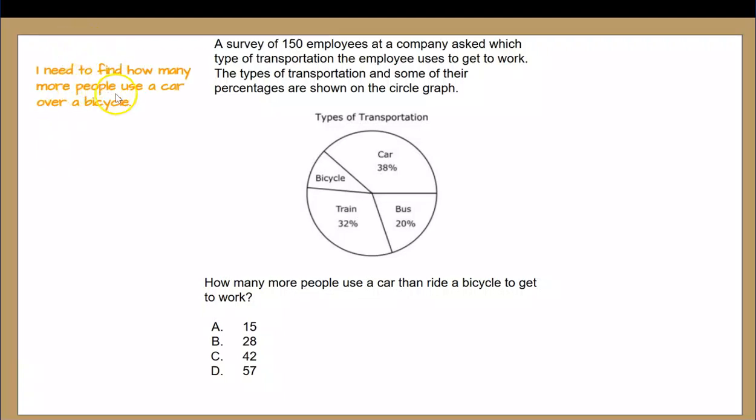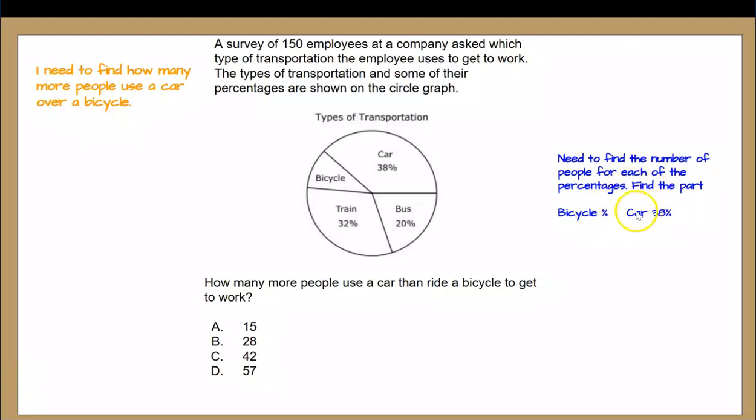So I need to find how many more people use a car over a bicycle. Let's use what we know in the problem to pull together some information. I need to find the number of people for each of the percentages. So I have to find the parts of bicycle riders and those that use a car to get to work. Car has been given to me as 38%, but bicycle is unknown. I don't know what that percentage is at this moment. They also told me that there were 150 employees surveyed. And we already talked about how we're going to have to find a difference to figure out how many more people use a car than ride a bike.